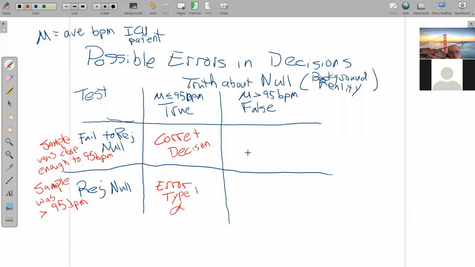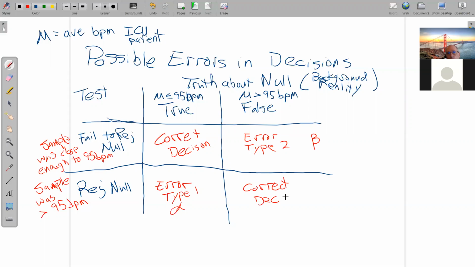I'm just kind of getting into what's right, what's wrong. If my sample again showed that it's close enough to 95 beats per minute, but the null is actually false in reality, then I made a bad decision here. This would be another error up here. This is what they call a type 2 error. They usually give that the letter beta, and one minus it is sometimes referred to as the power of the test. And then down here, my sample says it looks like the beats per minute is higher than 95. In reality, the null is false, it is higher, and so I did make a correct decision over here.